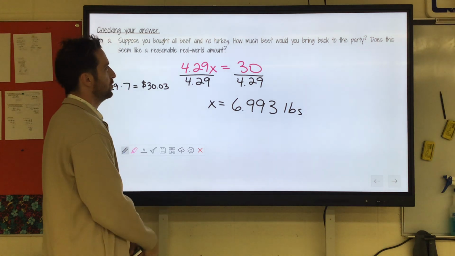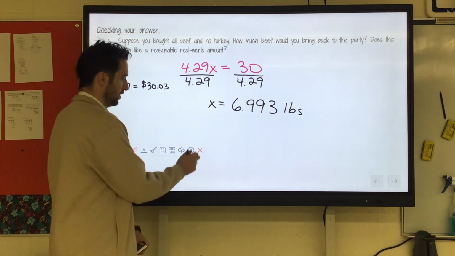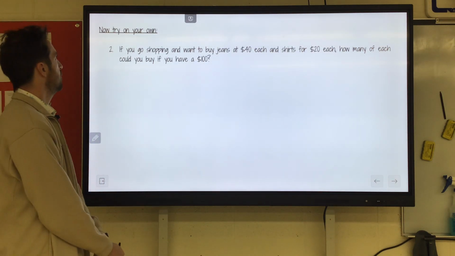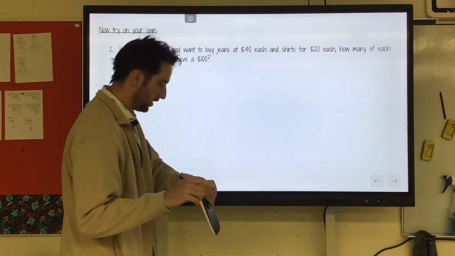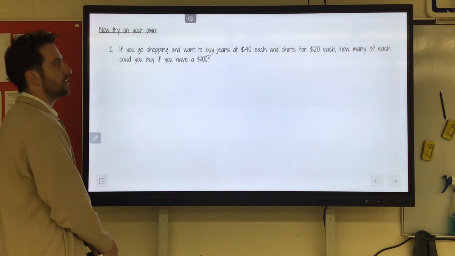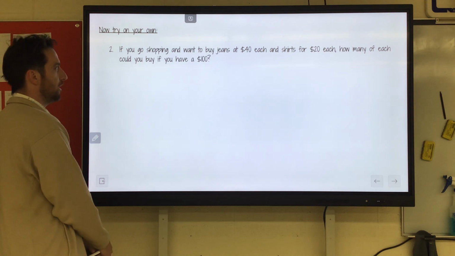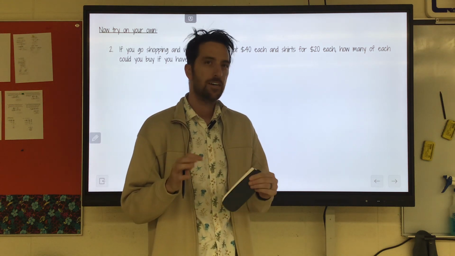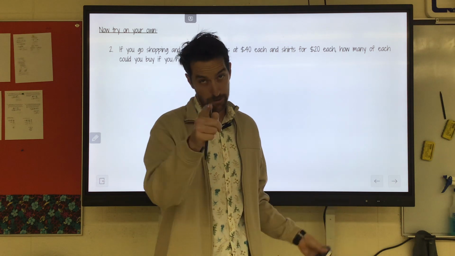Does this seem like a reasonable real-world amount? Sure. Yeah, all right, seems reasonable. 7 pounds of beef, if you want to go shopping. Oh, this is a try on your own problem. Sweet, so I'll read it, then pause it, give it a whirl. If you could go shopping and want to buy jeans at $40 each and shirts for $20 each, how many of each could you buy if you have $100? So try to set up an equation and then try to solve it using intercepts and see how much of each you can buy. Go ahead and pause it.